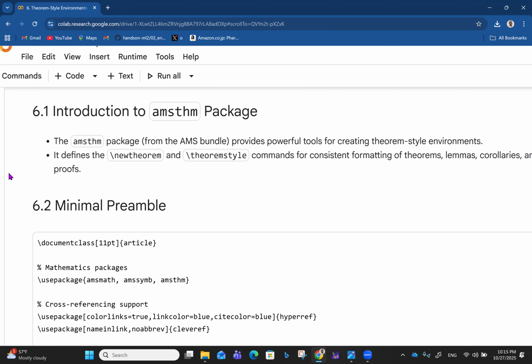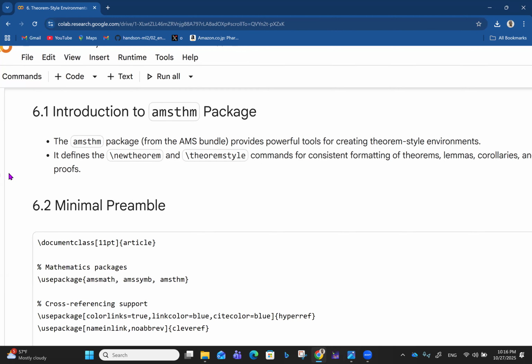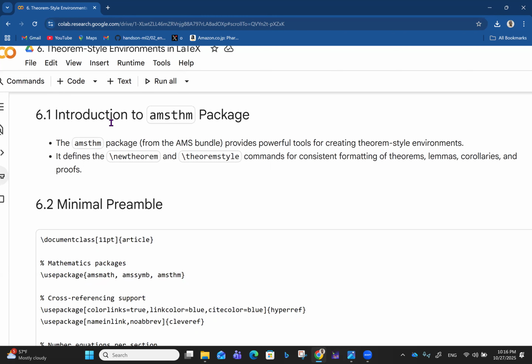From the AMS bundle, you have things like AMSMath, AMSSymb, and so on and so forth. So the AMSTHM in particular is a package that provides powerful tools for creating theorem-style environments, and it defines things like newtheorem and theoremstyle commands for consistent formatting of theorems, lemmas, corollaries, and proofs.